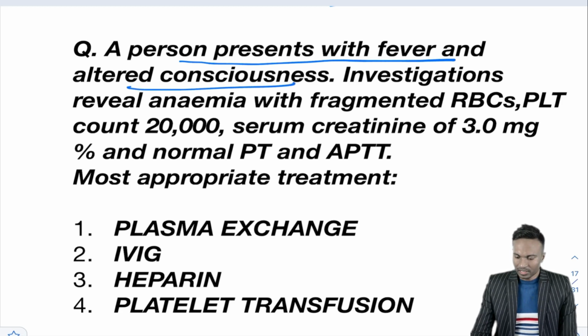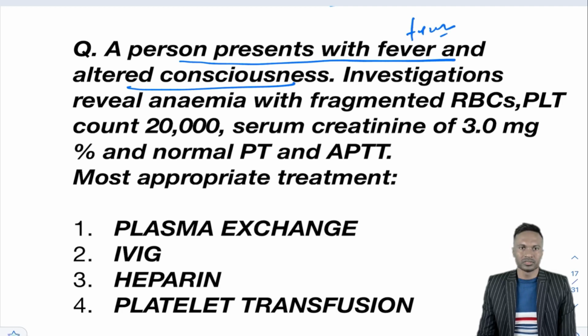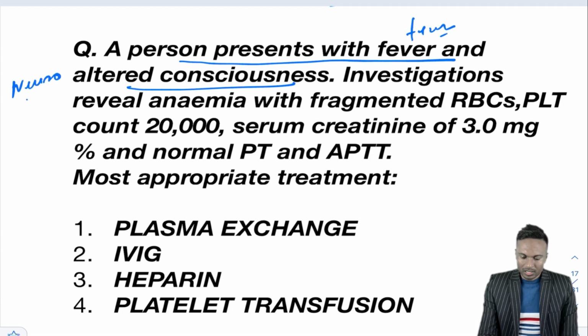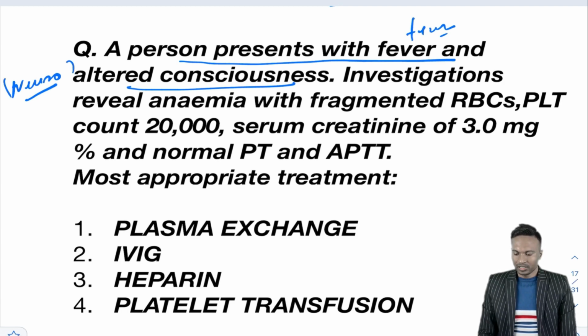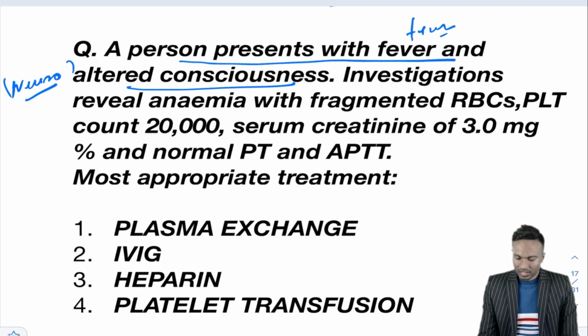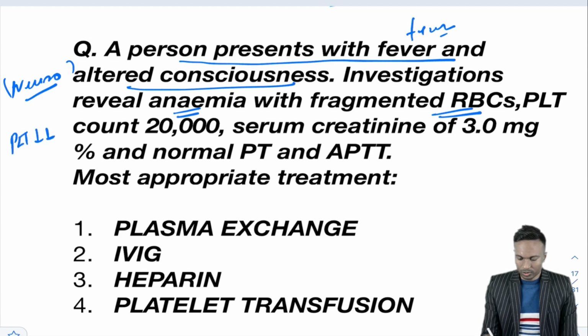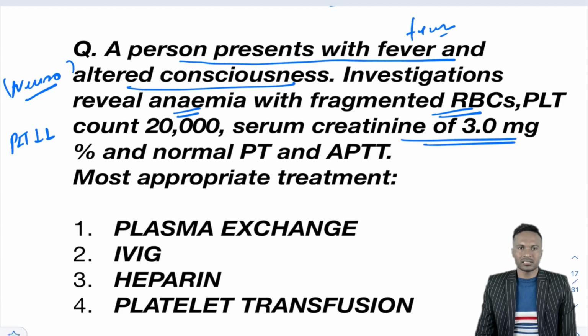What is fever? Again, one of the manifestations of TTP. Altered consciousness, I mean neurological manifestation, is there. What are the other features? Anemia, right? Then schistocytes. Platelet count is 20,000. There is thrombocytopenia. Serum creatinine is 3 milligram, that is raised more than 1 milligram per deciliter. Again, there is a renal problem.